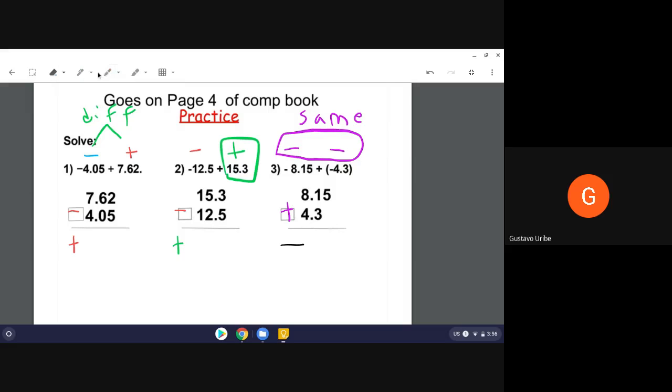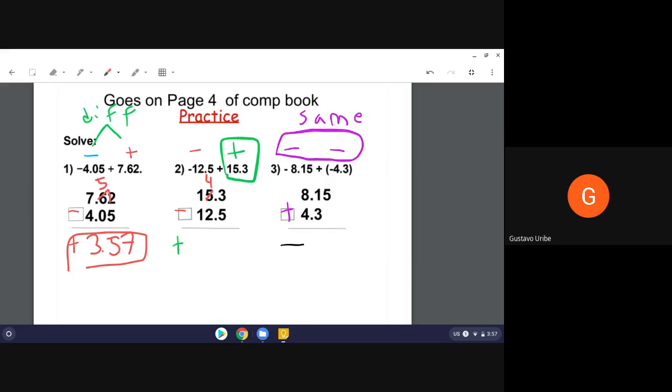I have to borrow, right? Because I can't do 2 minus 5 right now. So I have to borrow. This becomes a 5. That becomes a 12. 12 minus 5 is 7. 5 minus 0 is 5. Bring the decimal, and 7 minus 4 is 3. So I get a positive 3.75.